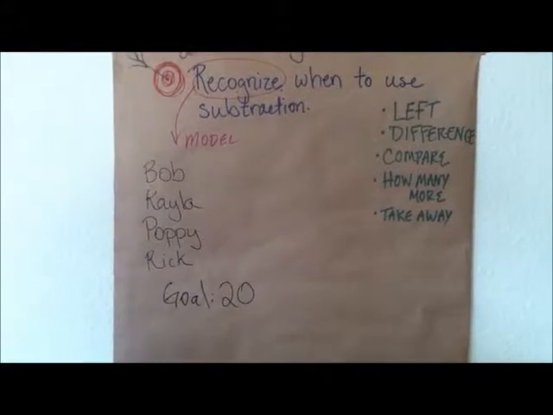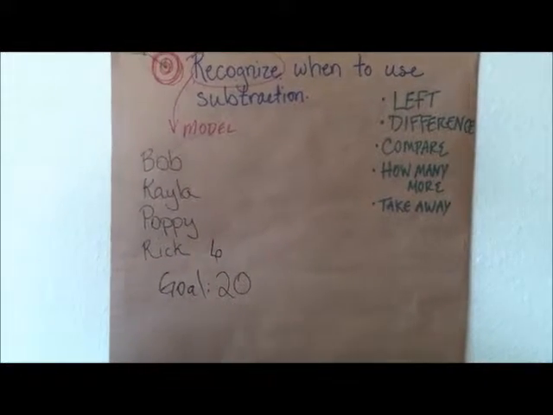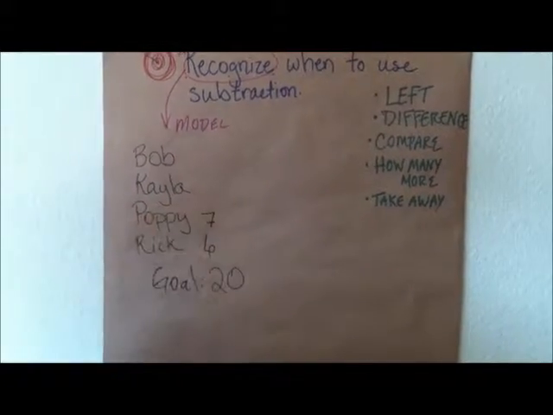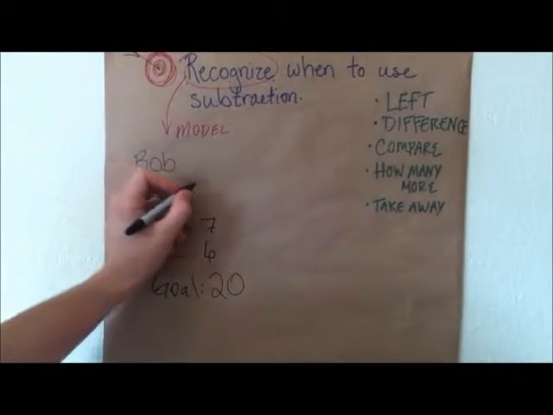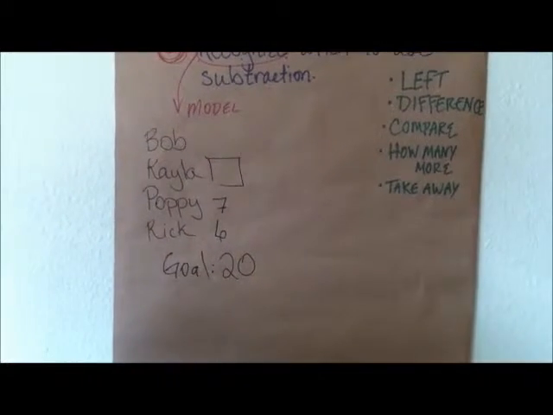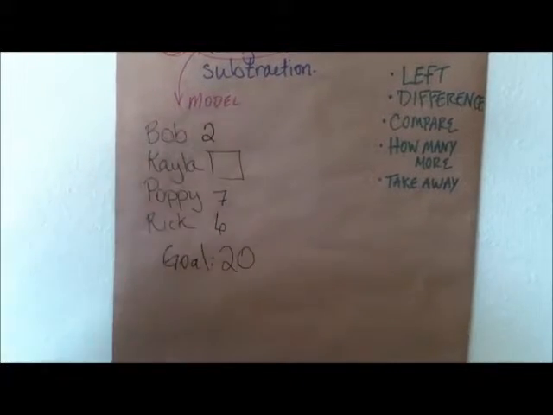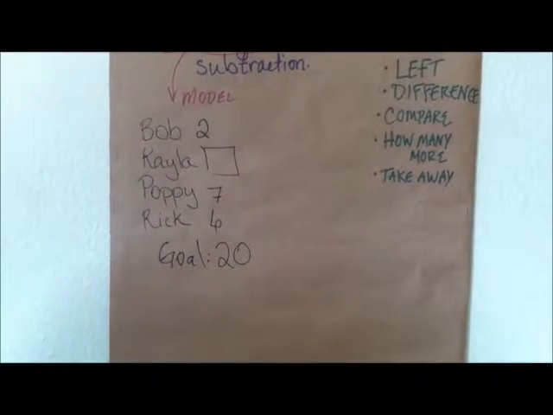Let's say that we have Rick makes 6, Poppy makes 7, Kayla hasn't shown up yet, so we don't know how many she's made. Or she hasn't even made anything yet. And then Bob. Poor Bob. He showed up late, so he was only able to make 2.